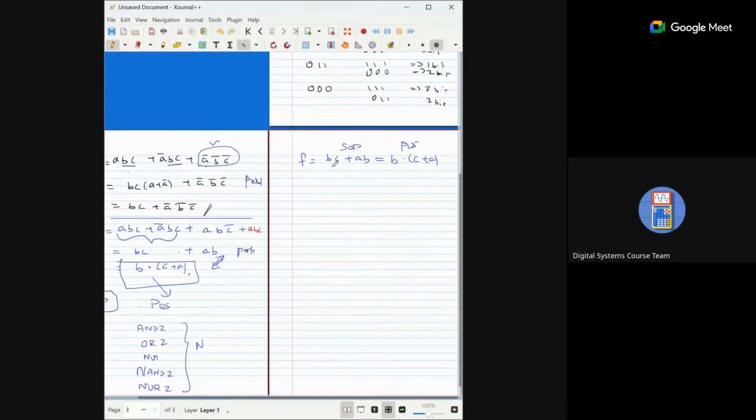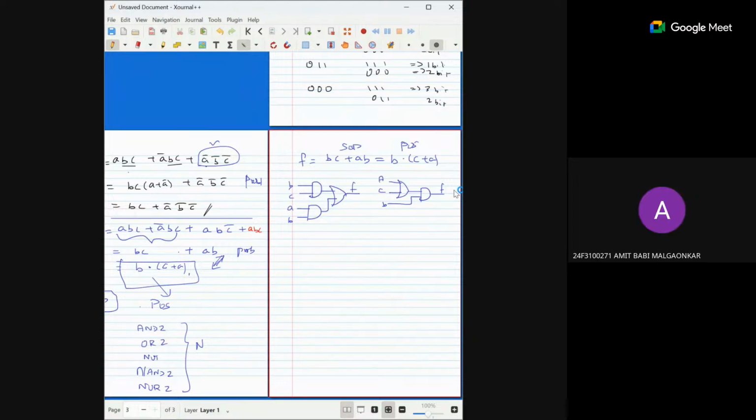In this representation, I have to AND BC and AB, and the results of the two should be ORed to get the output. Whereas here, A and C should be ORed and B is to be connected here. That gives the answer. Is it fine? Both are the same thing, only the number of gates varied. That's it.